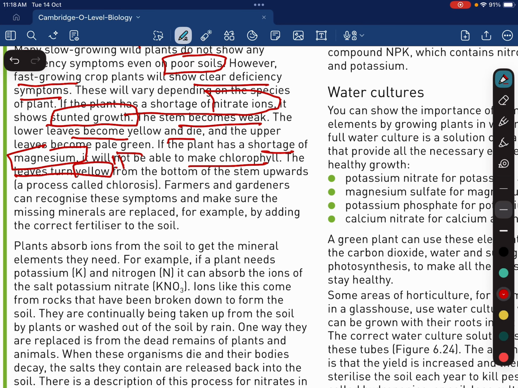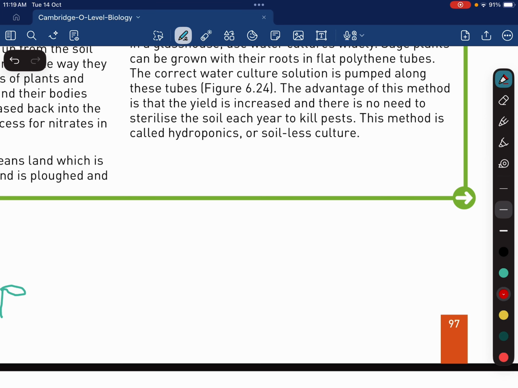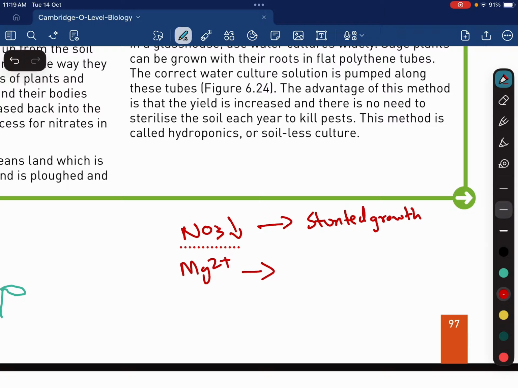Okay, so the main key points that you should take home is if nitrate ions are low or deficient, this causes stunted growth, right? And if the plant is magnesium ion deficient, then it could cause yellow, or you could say pale leaves, because there isn't any green color which is being given by the chlorophyll pigment.